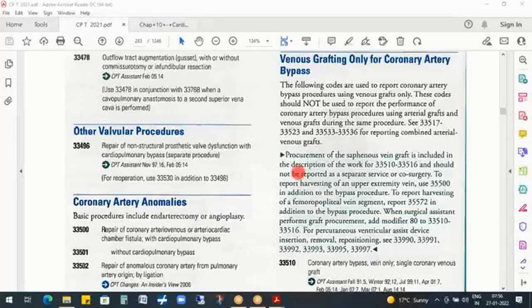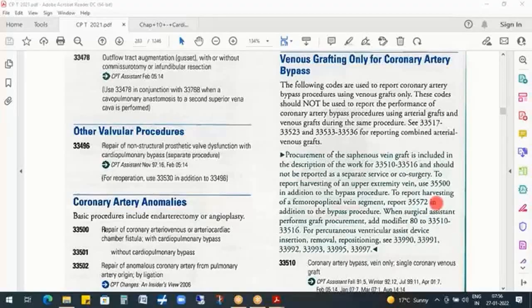If the vein they harvested is saphenous vein, it is included in the procedure. If the vein harvested is upper extremity vein, upper extremity means arms, we need to code for harvesting of vein separately. What is the code? 35500. If the vein harvested is femoropopliteal vein, the code is 35572. These are the three possibilities only they will take.